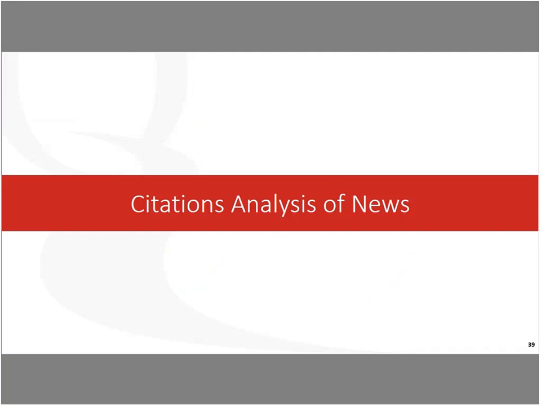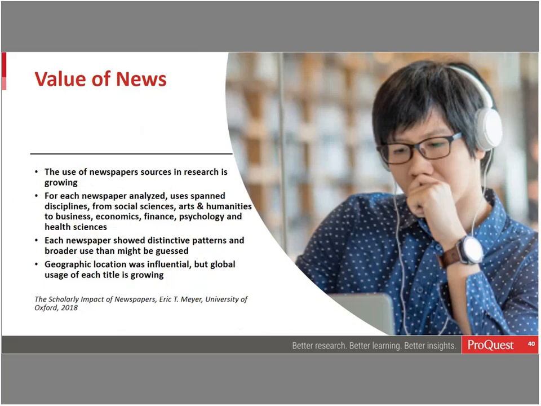So I want to shift gears a little bit again and talk about some research that ProQuest has been doing on the scholarly impact of newspapers. We embarked on this research to better understand the importance of newspapers in scholarly articles and to identify trends across specific newspaper titles and by subject. The scope of the research was to evaluate and analyze citations of 4 key newspaper titles from the years 2000 to 2017, those titles being the New York Times, the Wall Street Journal, the Washington Post, and the Guardian.